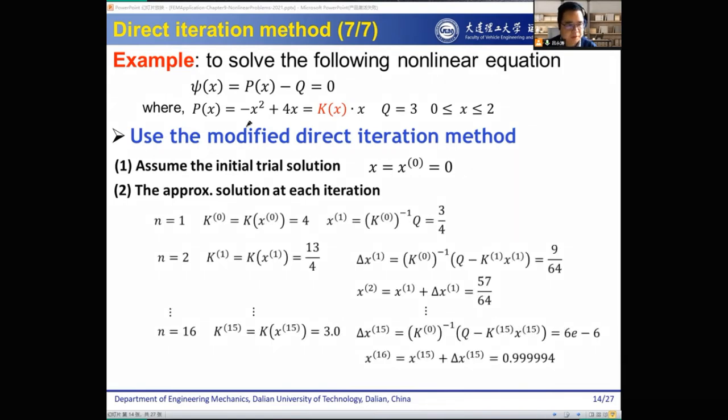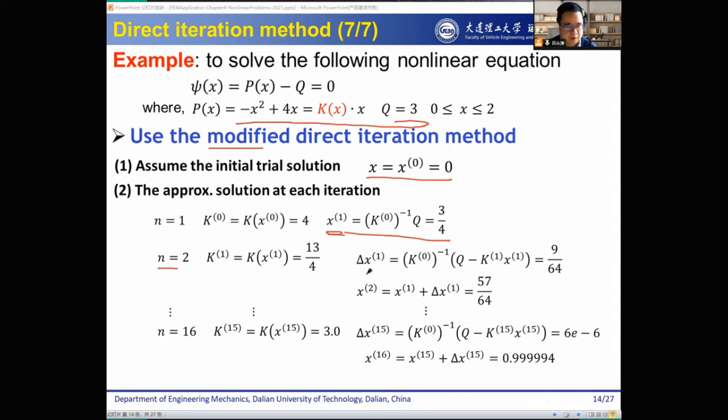Okay, so it's the same equation, but we use the modified method. The first step is to assume the initial trial solution. This is the same as the direct iteration method, and from the initial trial solution, we calculate x1. This procedure is also the same, but from the second iteration it will be different.